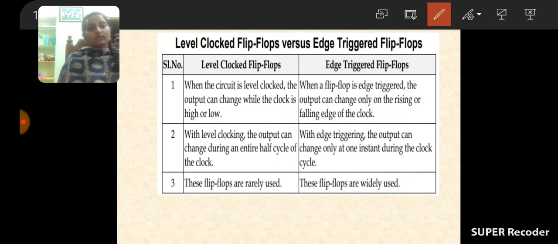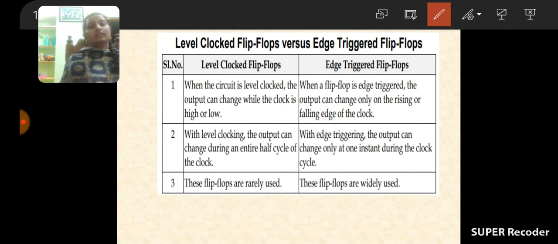And level clocked flip-flops are rarely used, which means the number of flip-flops we are using is reduced in level clocking. But in edge triggered, the number of flip-flops we are using is increased. This is about what? Level clocking and edge clocking.